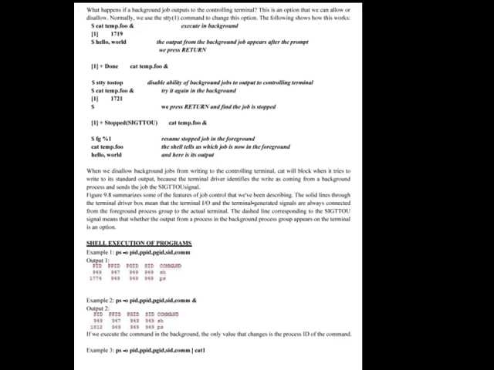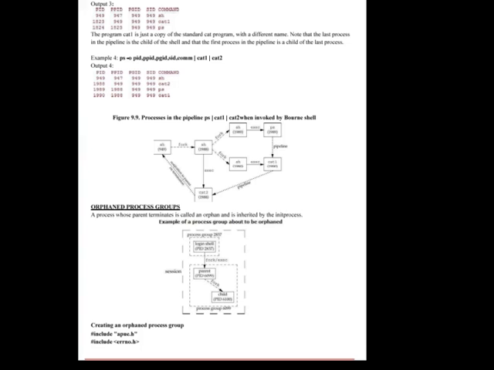See here, example shell execution of programs. Example 1, example 2 and example 3. See here the output of example 3. This program cat1 is just a copy of the standard cat program with a different name. Note that the last process in the pipeline is the child of the shell and that the first process in the pipeline is a child of the last process. See example 4 and Figure 9.9, processes in the pipeline ps | cat1 | cat2 when invoked by the Bourne shell.